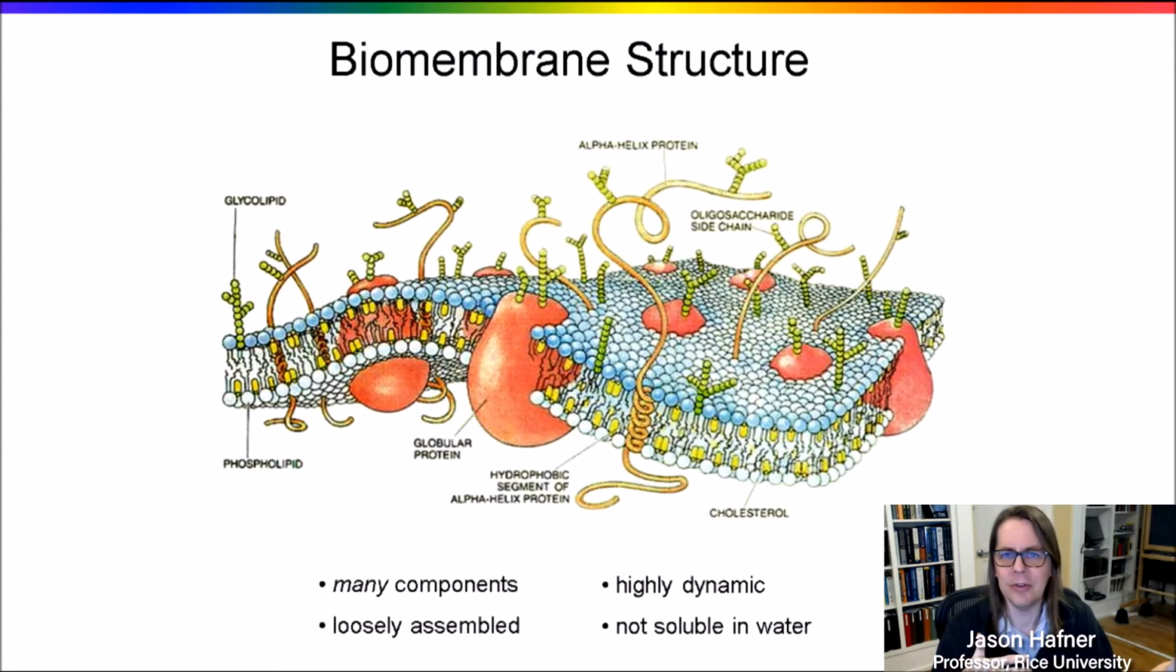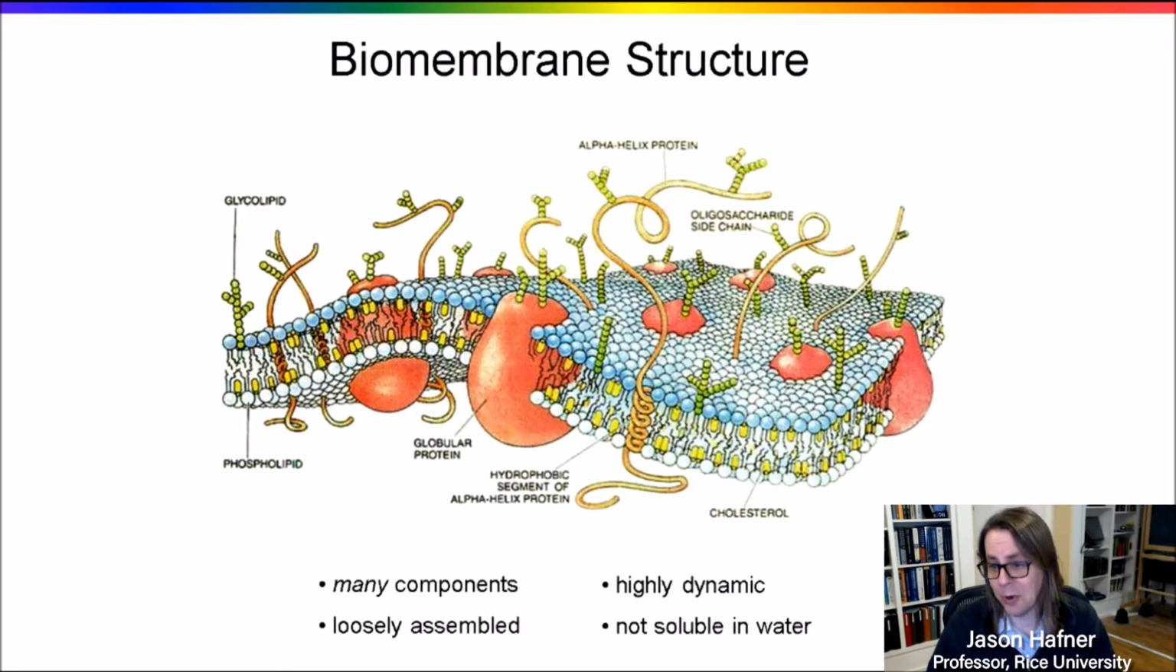Like you can't crystallize it. You'd have to crystallize an entire cell, get a bunch of identical cells and crystallize the whole cell, right? You can't do that. So basically it's just too big, and it has too many components, and it's too dynamic. So therefore it resists a lot of the standard methods of structural biology.